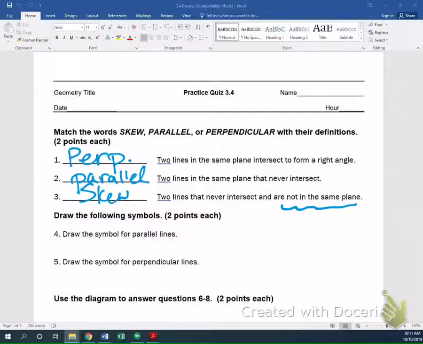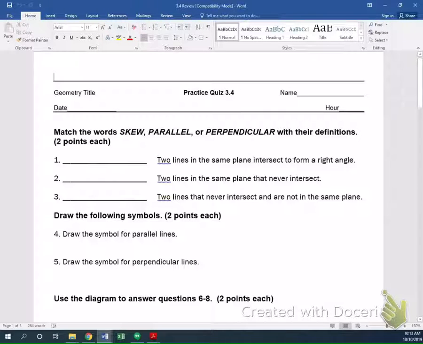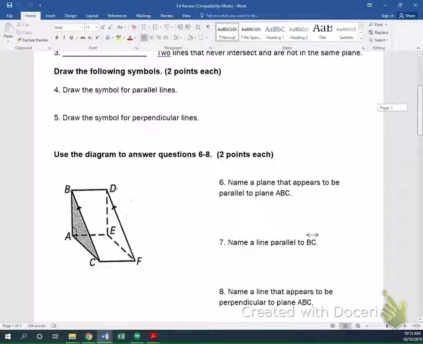All right, the symbol for parallel looks like that. The symbol for perpendicular looks like that. Questions on the top half? Need more time? We're good? All right, let me see if I can scroll us down here.